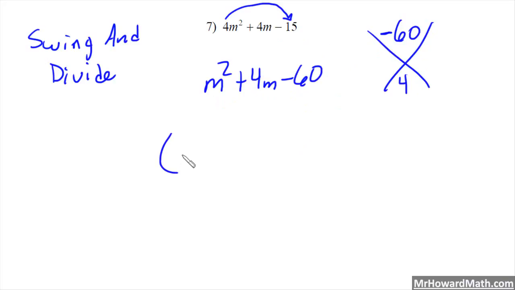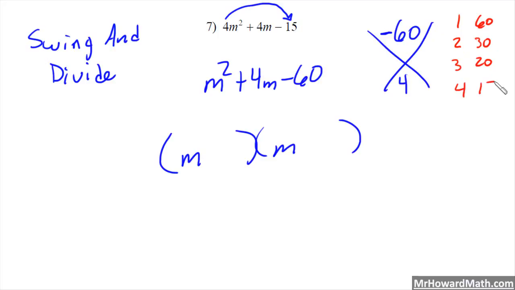And I know it's going to be in this format. So now I need to identify the factors of 60. So I have 1 and 60. I have 2 and 30. I have 3 and 20. I have 4 and 15. I have 5 and 12, 6 and 10, and that's it.